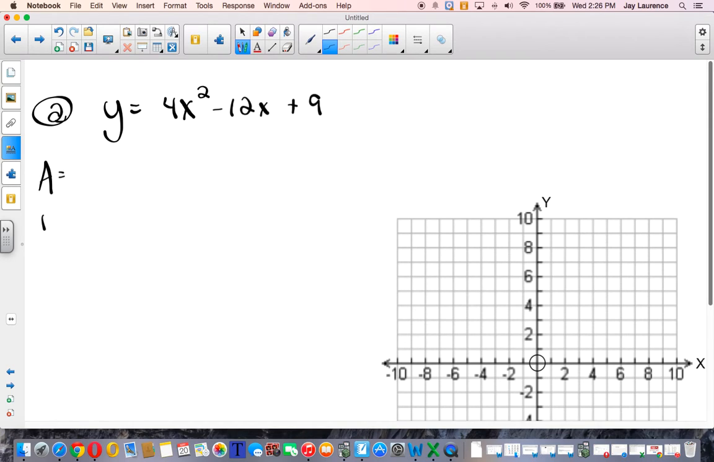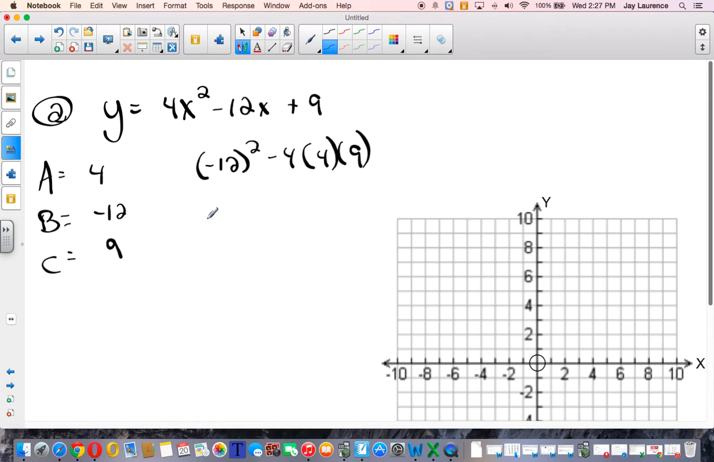So let's go A, B, C. And we go 4, negative 12, 9. And so to find a discriminant, I do B squared minus 4AC. And that'll end up being 144 minus 144. So in this case, the discriminant is 0.